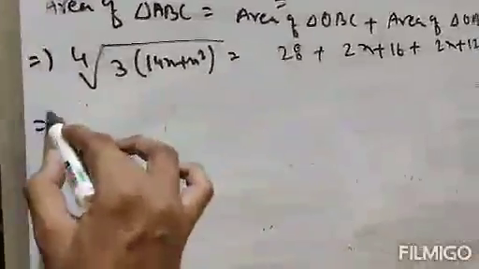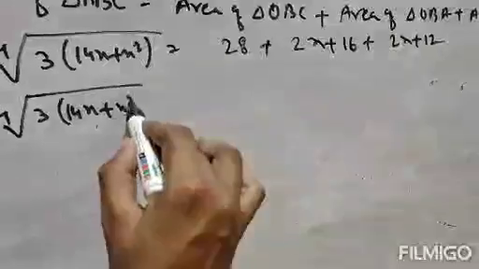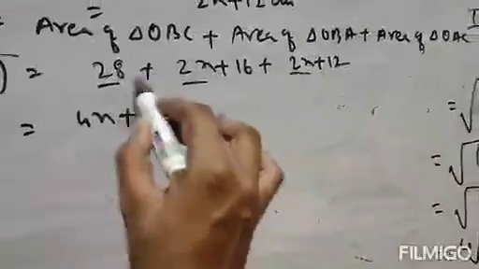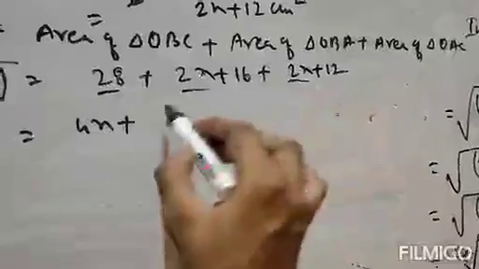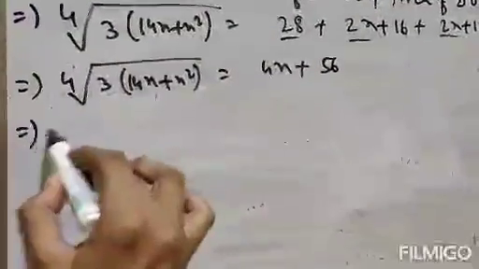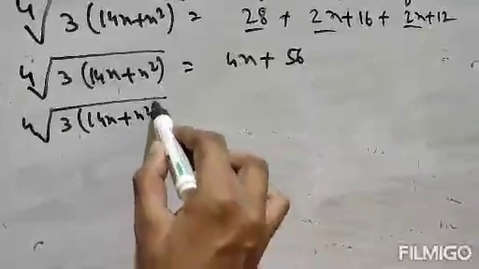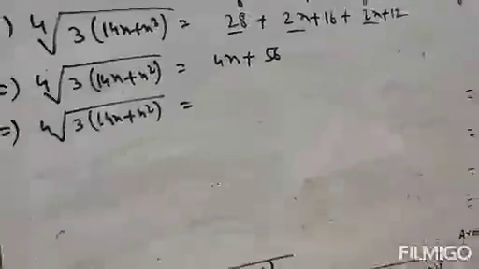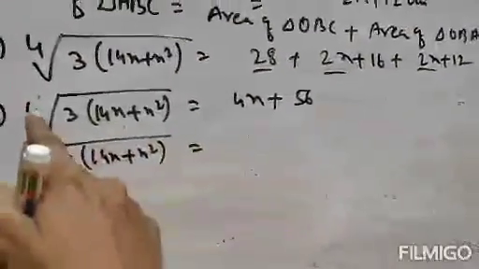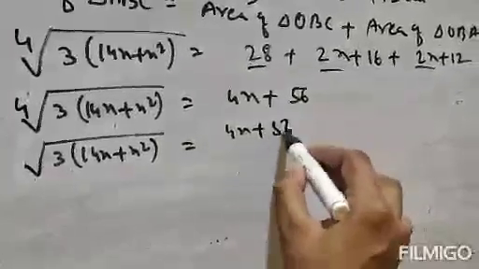So it is 4. Now solve 14x plus x square. So 2x plus 2x, that is 4x, 28 plus 12 that is 40, and 16, that is 56. So 4x plus 56. That means 3 into 14x plus x square will be equal to 4x plus 56, so just eliminate the 4 here.